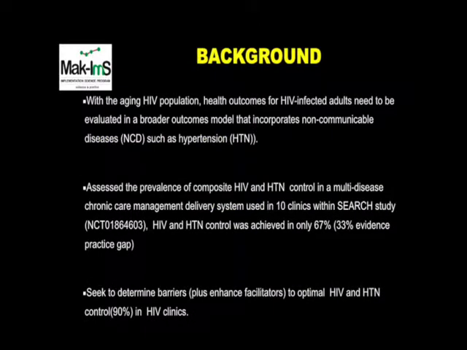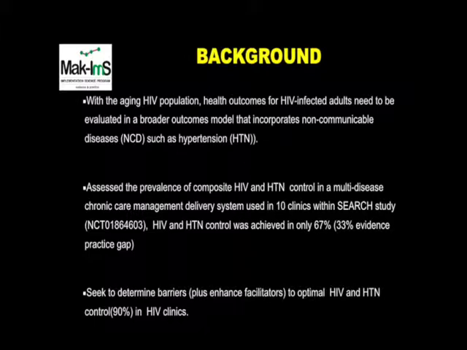In the HIV aging population, health outcomes for HIV-infected adults need to be evaluated in broader outcome models that incorporate non-communicable diseases, especially as these populations start on ART when they are stable and living longer. Prior to this, we assessed the prevalence of HIV and hypertension control in our multi-disease chronic care system in 10 facilities. That's 10 clinics in eastern Uganda and 10 clinics in western Uganda.